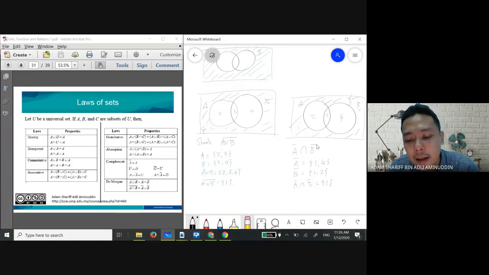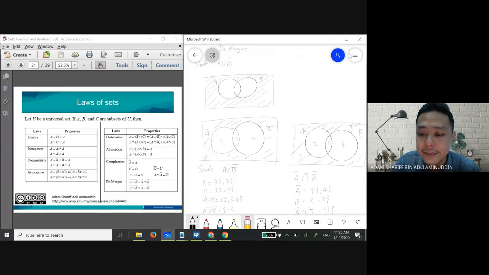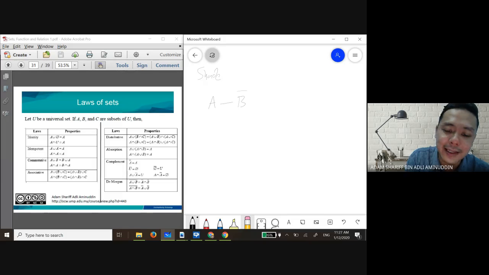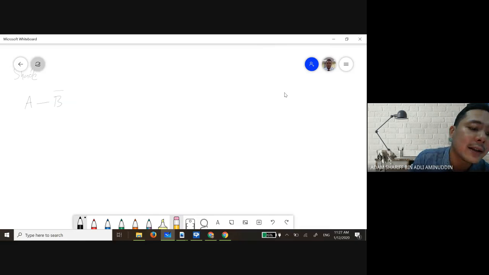Skill yang saya nak semua revise balik is to shade the region. Okay, saya bagi yang lain tak ada kena-mengena dengan properties of the law. Saya suruh shade A minus B complement. Minus kita dah belajar tolak. What's in A but not in B complement? Ada tak jawapan? Tak apa, saya cuba buat dulu. Okay, ini tak ada dalam mana-mana law. Tetapi saya suruh shade region A minus B complement.